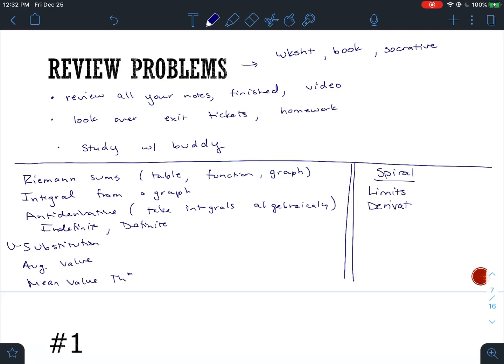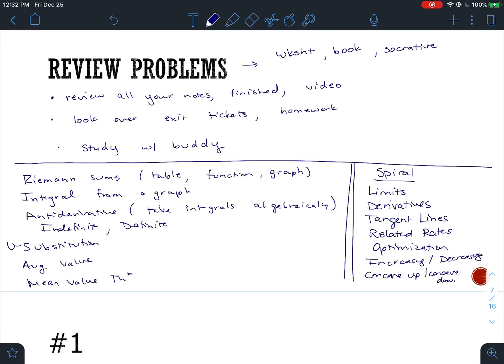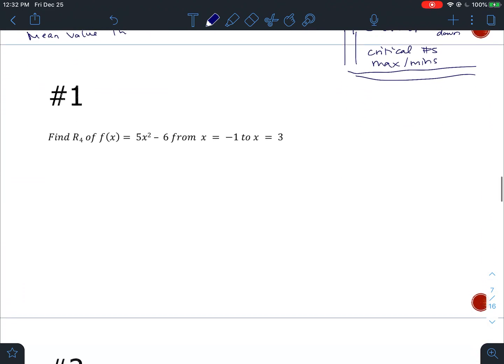make sure you're remembering how to do limits. Make sure you're remembering how to do derivatives and tangent lines. Make sure you're reviewing your related rates problems. It's been a while, so maybe look through your related rates problems or your optimization problems. Make sure you know when a function is increasing, decreasing, when it's concave up or concave down. Where do you have critical numbers? Where do you have maximums and minimums, etc.? So make sure that you're reviewing all of those concepts in preparation for your spiral section.